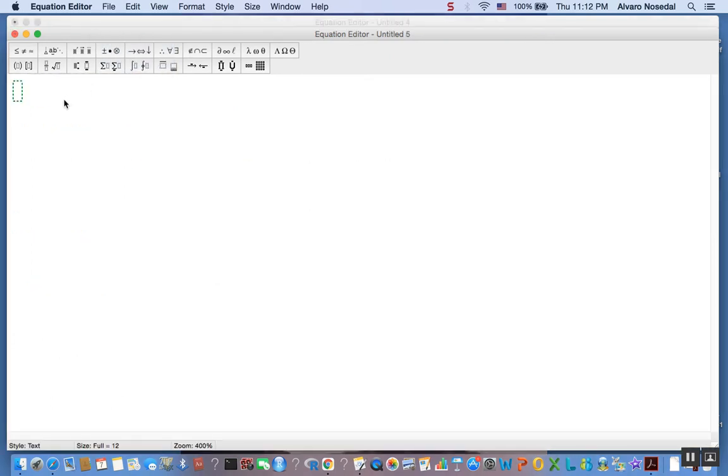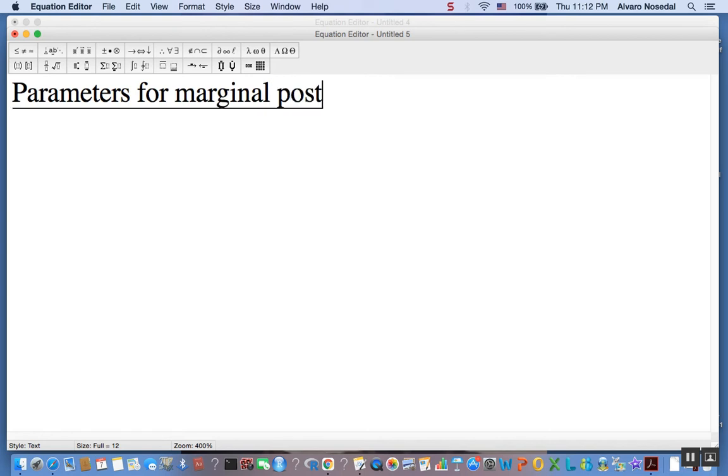So let me just say the parameters for the marginal posteriors. We are going to have one for beta and one for alpha. So let me start with the one for beta. For beta, we have a normal likelihood, and we said we're going to consider either flat prior or normal prior. Let me consider the normal prior, and then you can do the flat prior on your own easily.